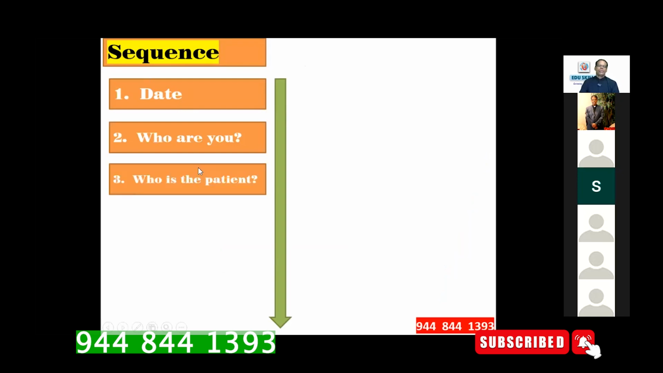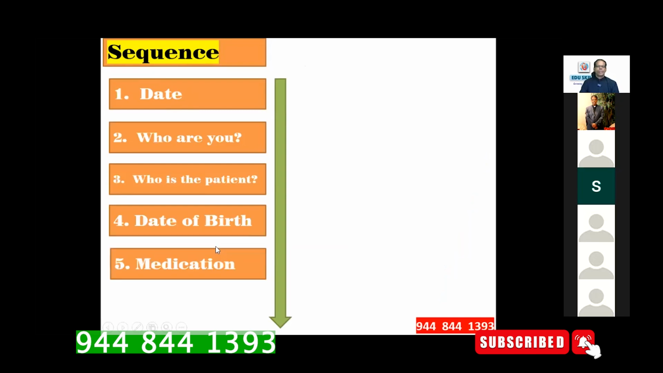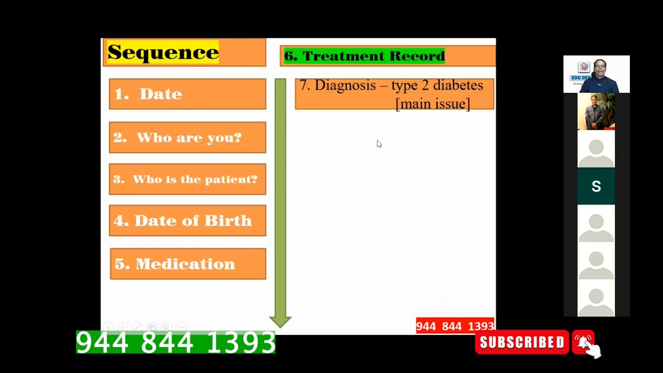Date will be there. Who are you? You have to find out all these things. Who are you? Who is the patient? Date of birth or age, whatever. Medication. Then treatment record. I'm taking this particular case note in this sequence.